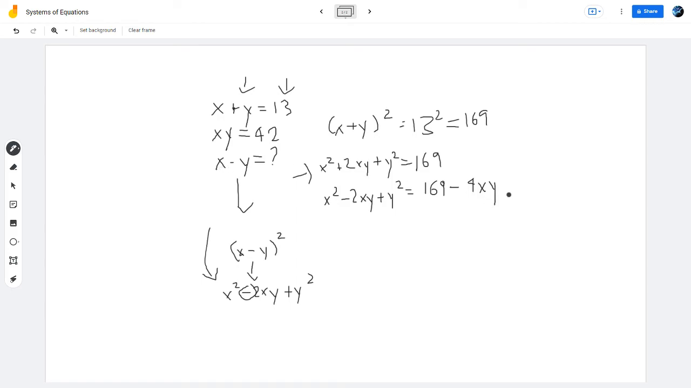So 169 minus 4xy, and we know what xy is. We know that's 42, so we can substitute this as 169 minus 4 times 42. So this is going to equal 1, right? Because 4 times 42 equals 168, and this is going to equal 1. So now that we know that (x − y)² equals 1, then, of course, if we square root both sides, then x − y is going to either equal 1 or negative 1, right? So plus or minus 1.